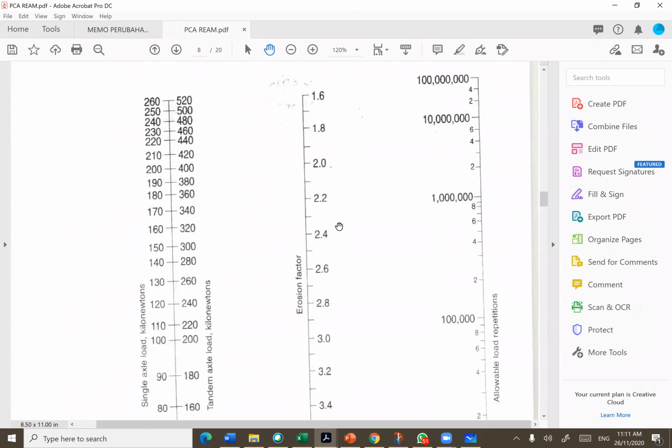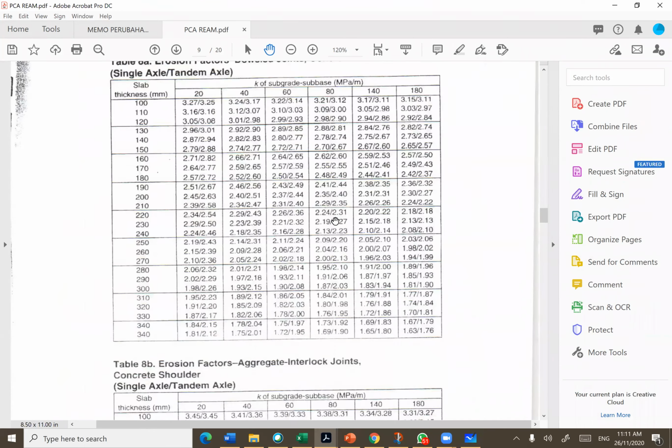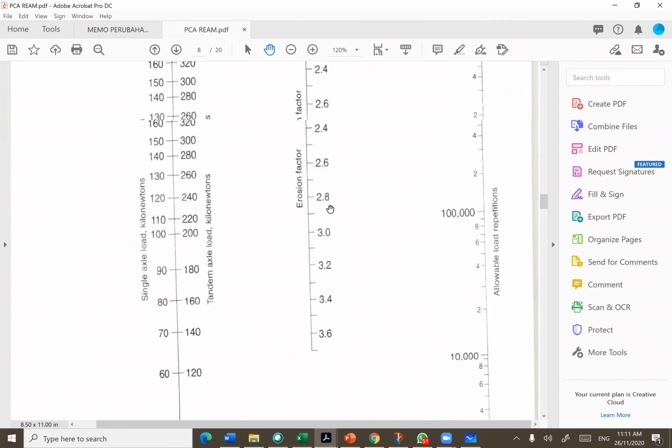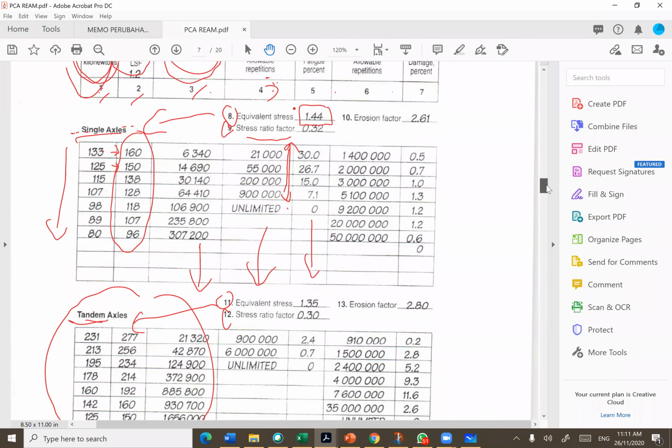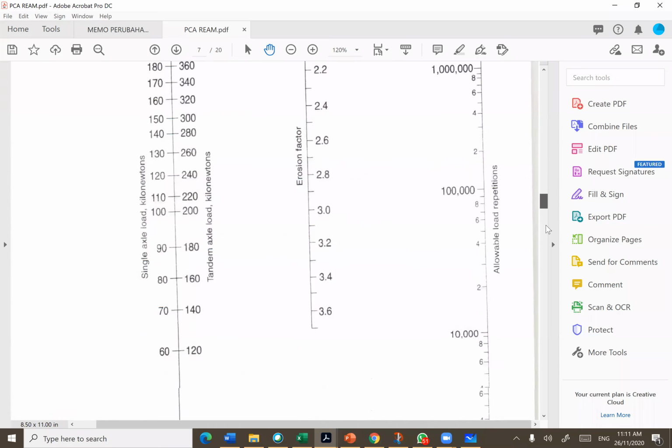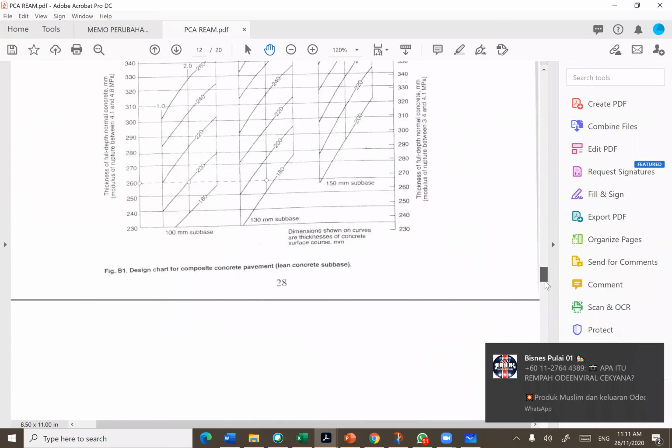Okay. Try to find the 35. What value should you get? 1.44. So, you write down 1.44 equivalent stress. This is for single. So, the same procedure for tandem. If it is for tandem, you go and look for the tandem value.